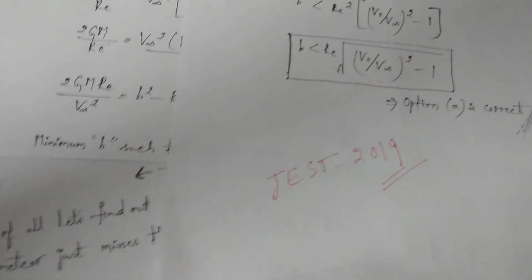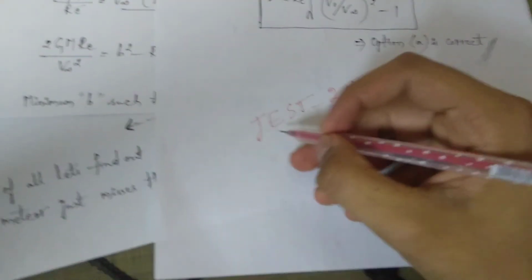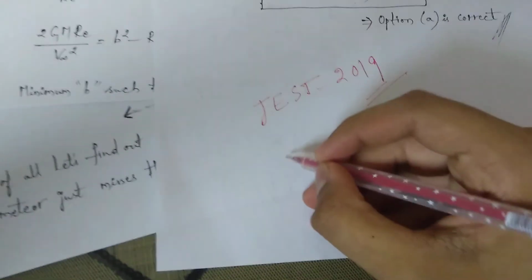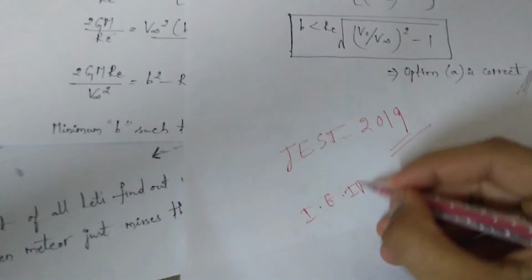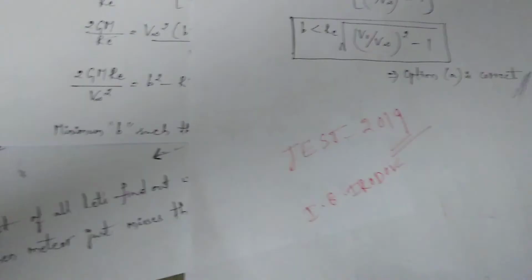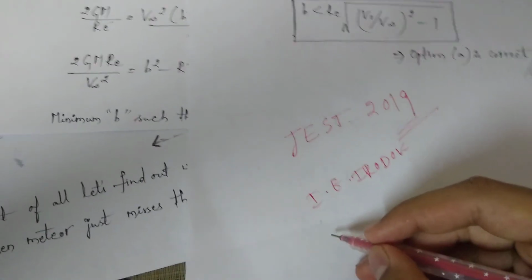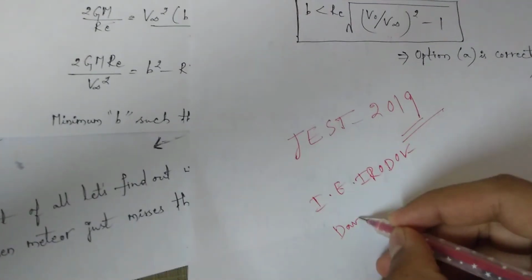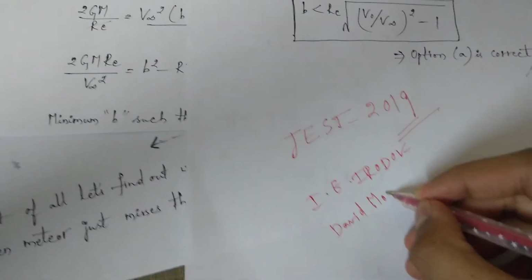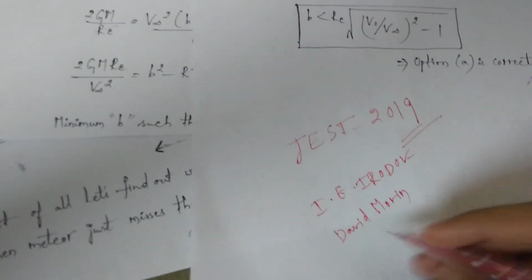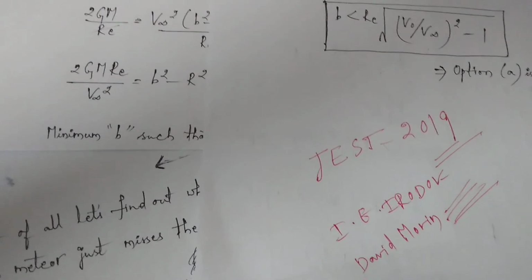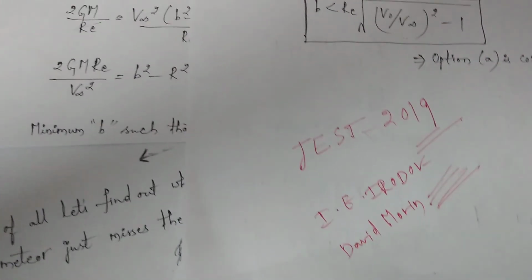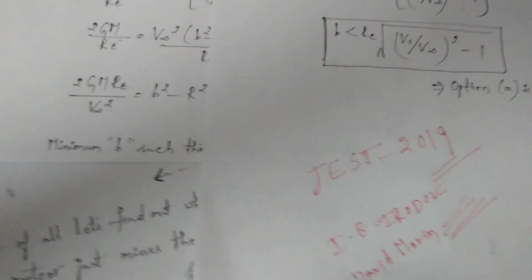I also want to suggest a book for these kinds of problems: I.E. Irodov, Problems in General Physics, and David Morin, Classical Mechanics. This is a very good book. I have read it and I personally suggest you read this book. It is full of very interesting problems and it will improve your problem solving and analytical abilities.